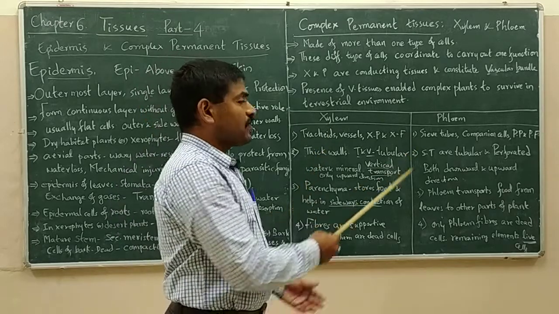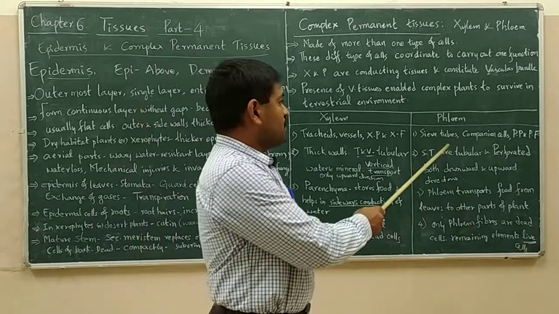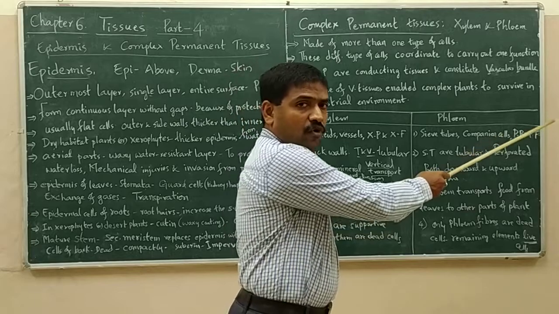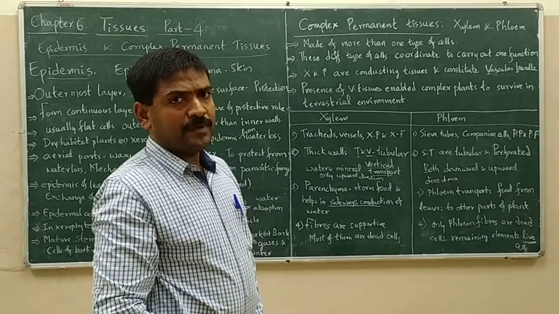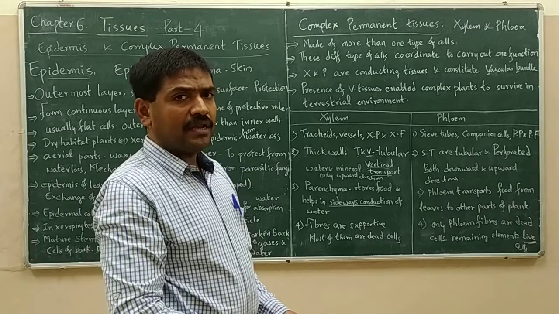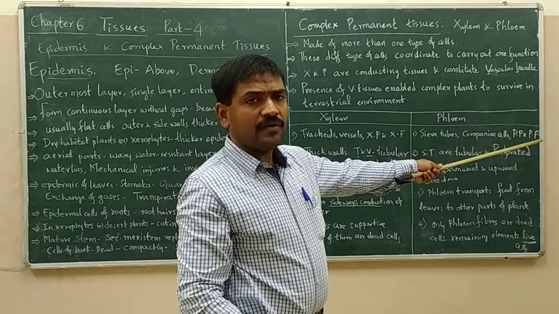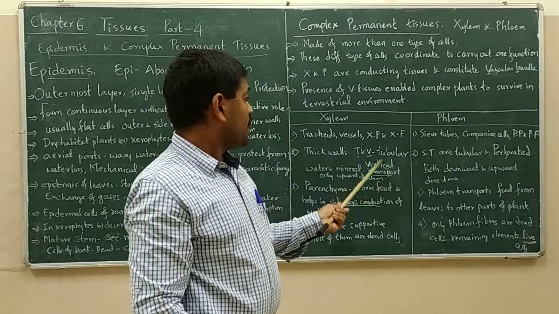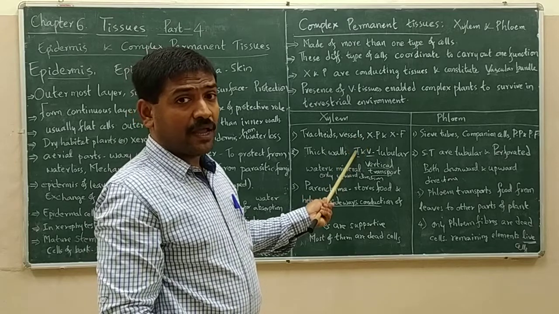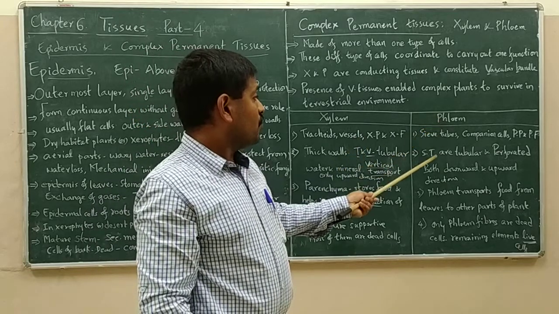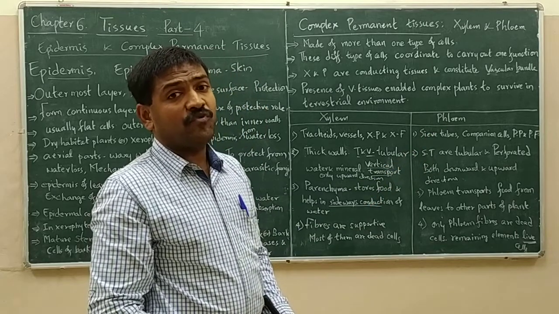Coming to phloem. Phloem is made up of four elements. They are sieve tubes, companion cells, phloem parenchyma and phloem fibers. Unlike in xylem, where tracheids and vessels are tubular elements, in the case of phloem only sieve tubes are tubular elements, and they are also perforated.